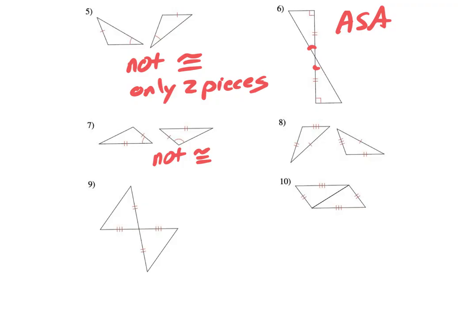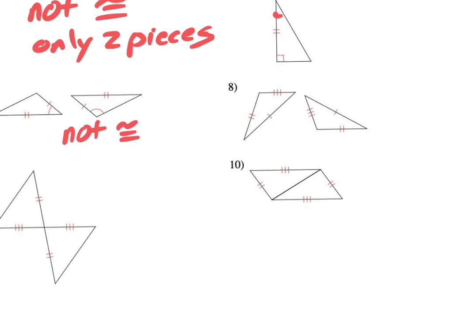Okay, number 8. Who wants to try number 8? Okay, we have all 3 sides congruent. All 3 sides are marked. There's no angles, so side, side, side. Okay, that's all there is to it. If all 3 sides are marked, we're in good shape.